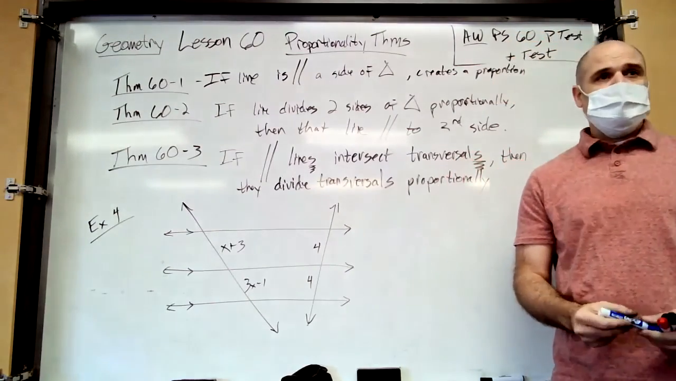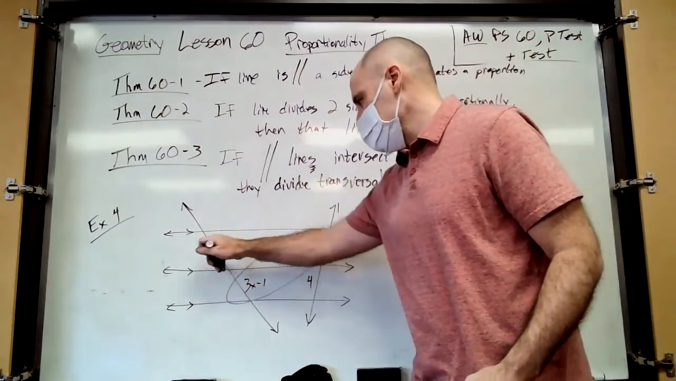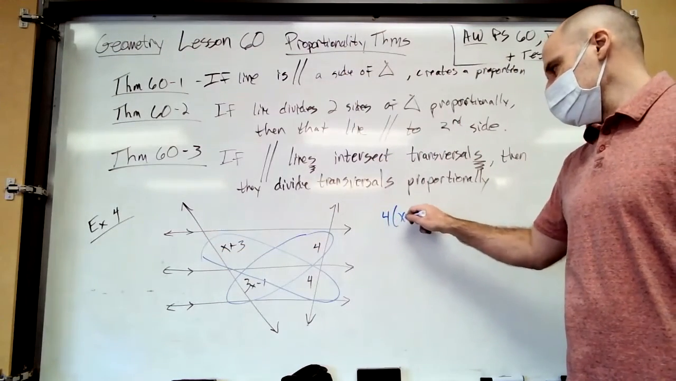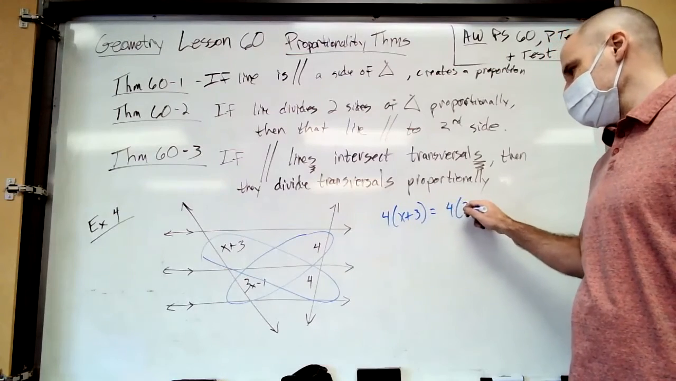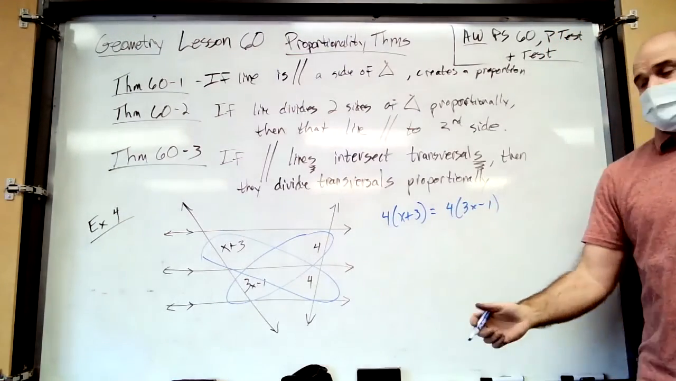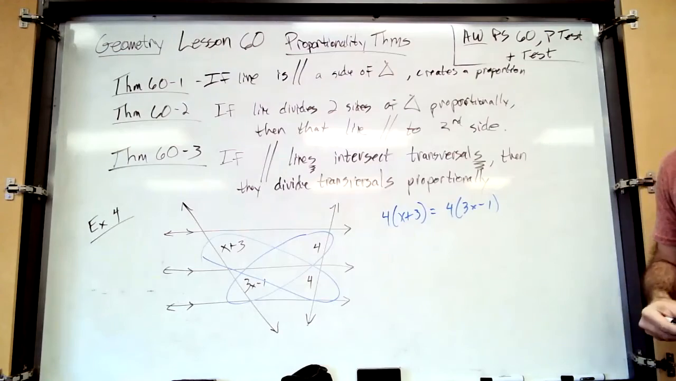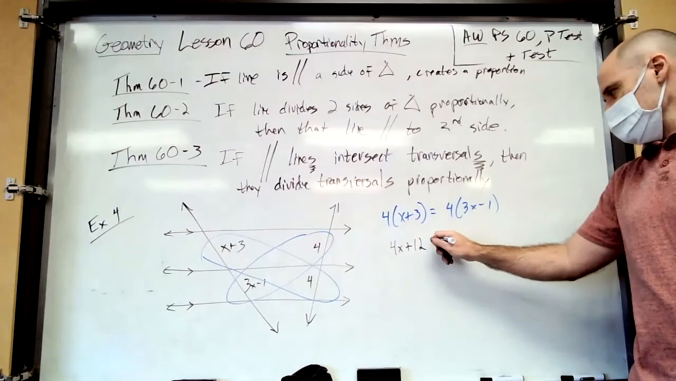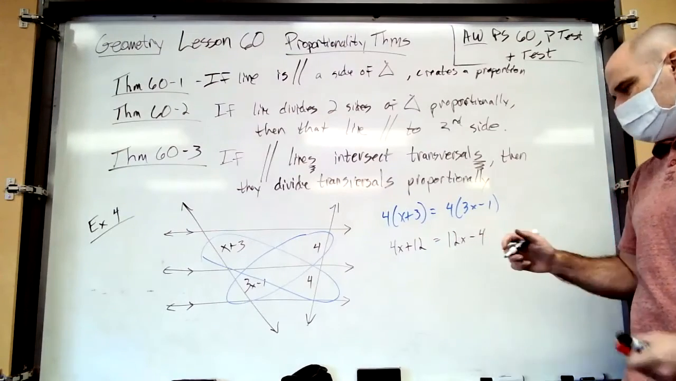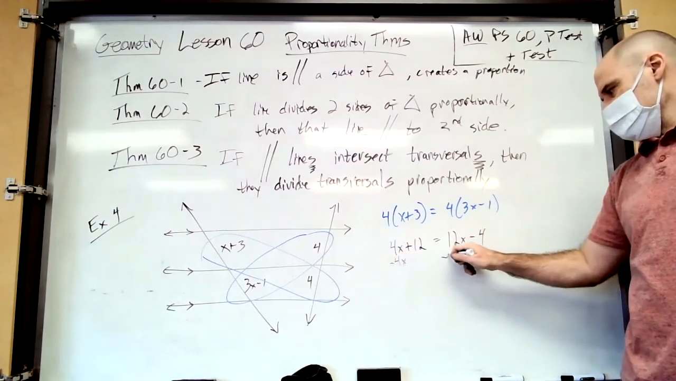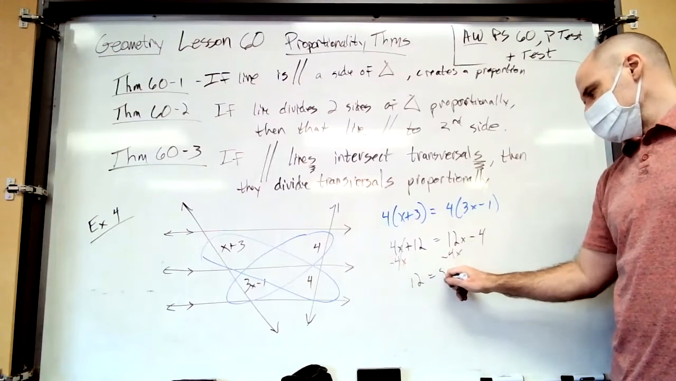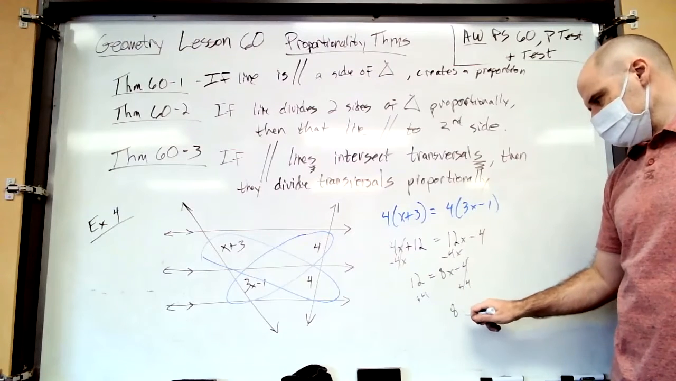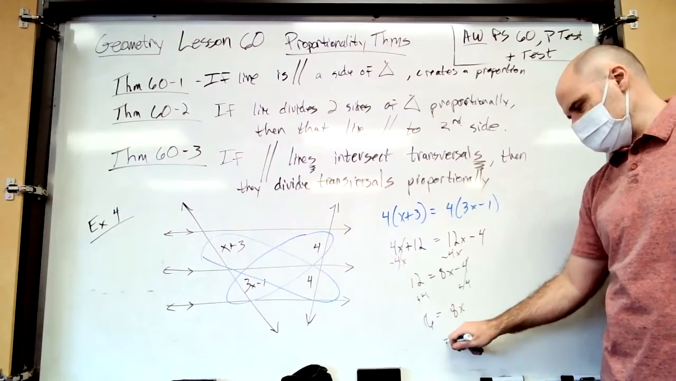We're gonna do this the proportion way, right? Cross products are equal. So if we set these equal to each other, then 4 times x plus 3 has to equal 4 times 3x minus 1, right? Okay, so let's distribute that out. And you get 4x plus 12, right? Equals 12x minus 4. Get rid of the smaller variable term. 12 equals 8x minus 4. Get rid of the 4. 8x equals 16, so x has to be 2.